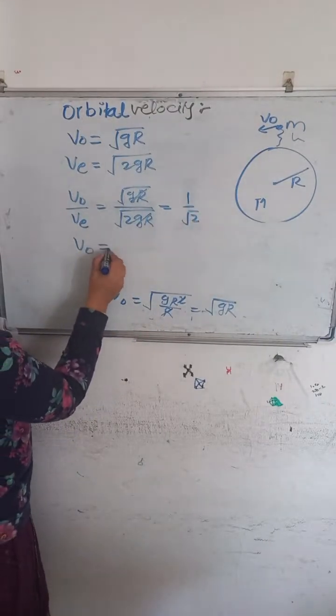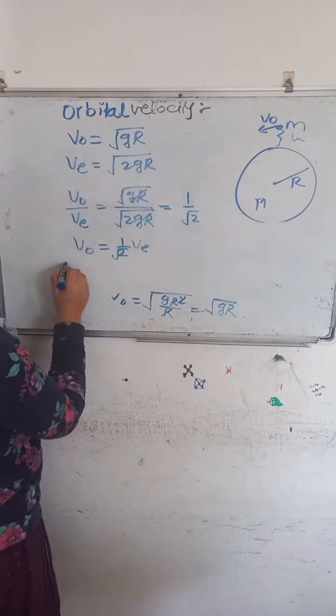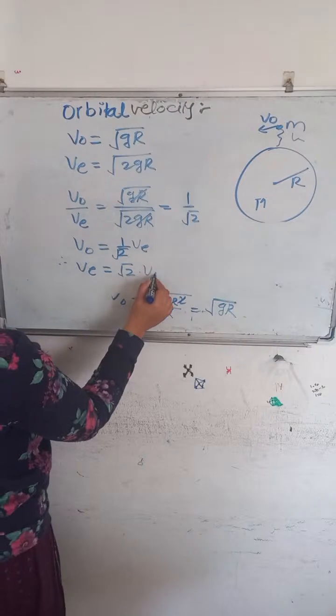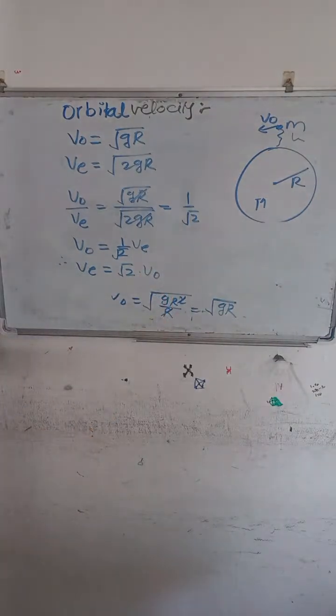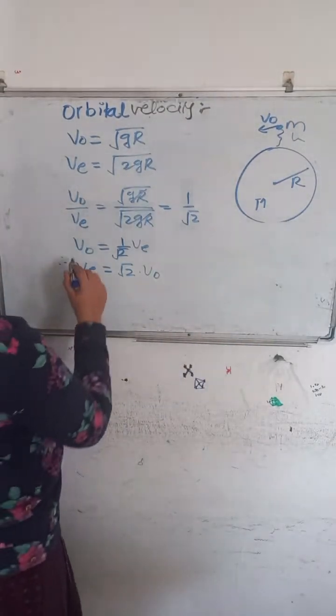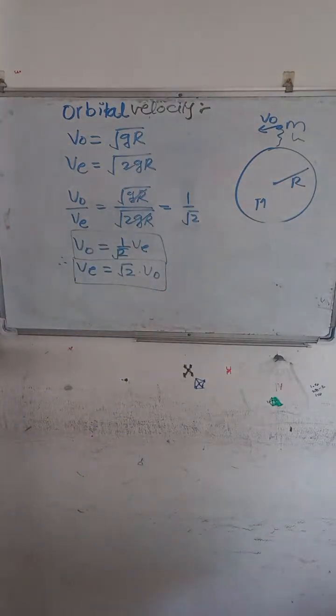Or we can write v naught is equal to 1 by root 2 times v e, or we can say that v e is nothing but root 2 times the orbital velocity. This is the relation we have. Note it down. Sometimes this kind of expression they will ask in MCQ. Everyone copied, no?